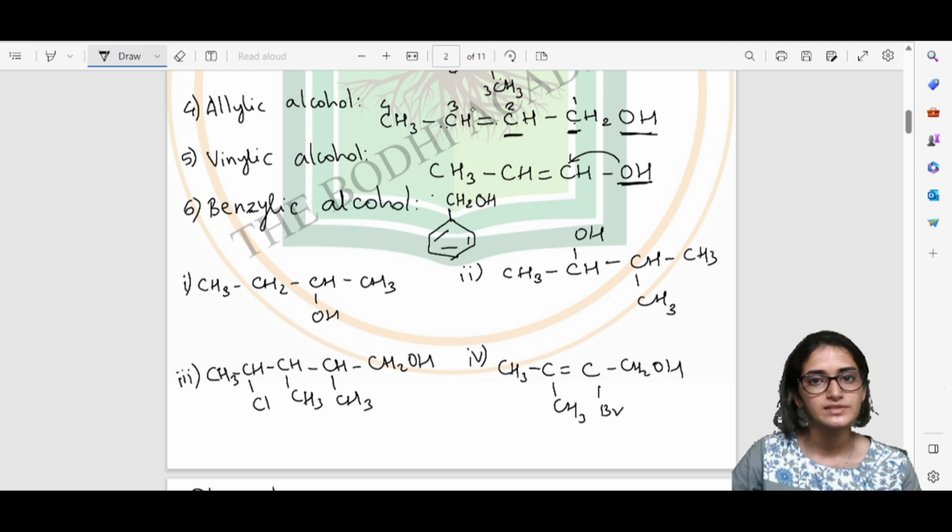Since 4 carbons are there, the prefix will be butane. Now, will it be butane or butene? Since there is a double bond, butane will change to butene. So the name will be but. Now we have to see the number of the carbon to which the double bond is attached. If the double bond is attached to the first carbon, then there is no need to write the number. But here the double bond is attached to the second carbon. So how do we write it?